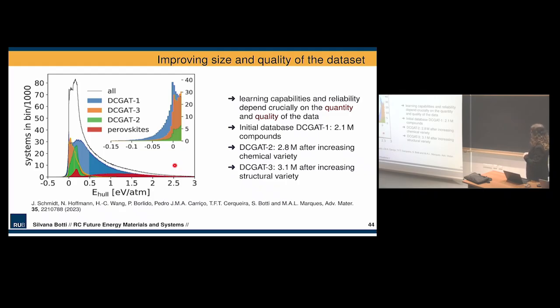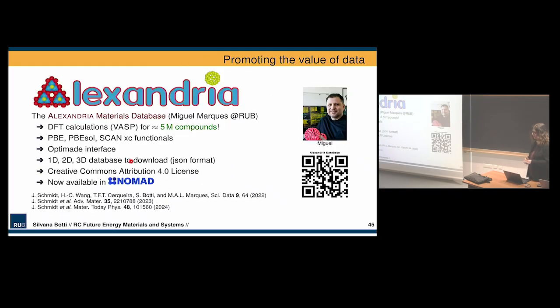And so this shows us some histograms of the database in different phases of its growth. What we have now is Alexandria, so you can access the database with the QR code, or you just write materials database Alexandria at RUB, Ruhr University Bochum, and you will get there. The database is open, so it's FAIR data. You can do whatever you want with the data there.